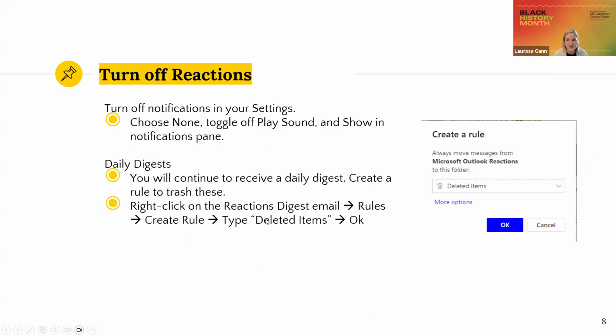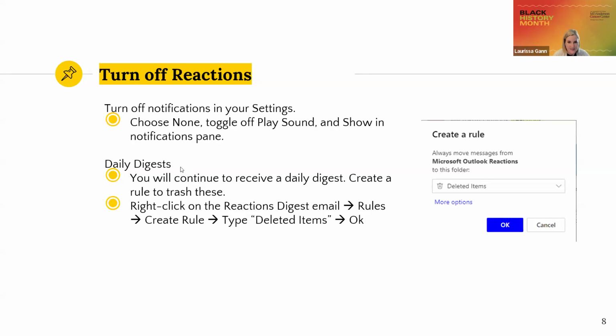So what happens if you don't like reactions and you want to turn off these notifications? That's something that we considered as well. Again, you're going to go to your settings. You could just toggle off the notifications and say, I don't want to get a sound or a pop-up for reactions. I just want to view them in the pane when I'm ready.